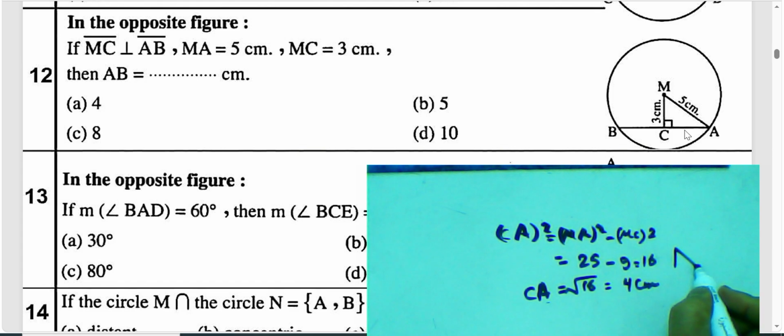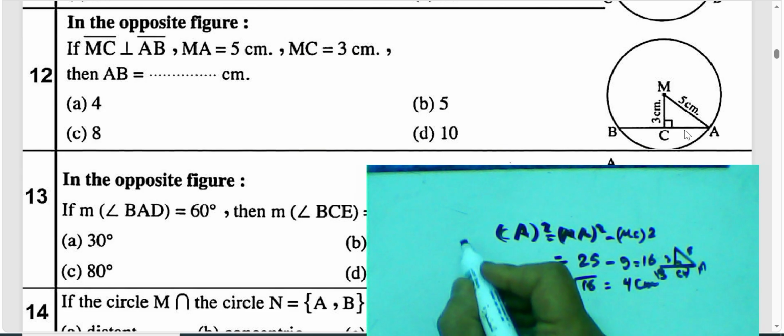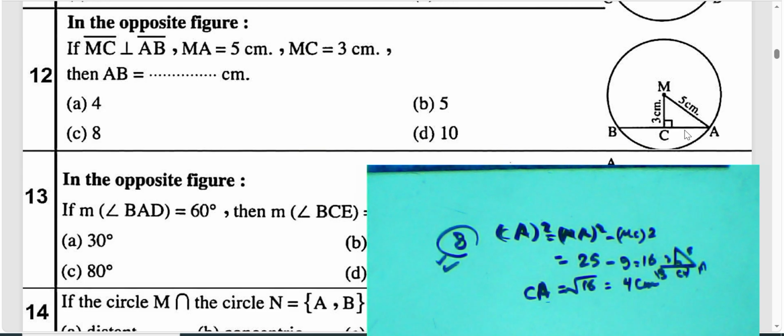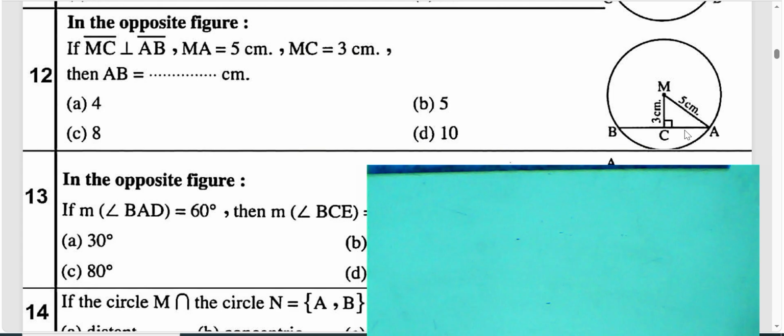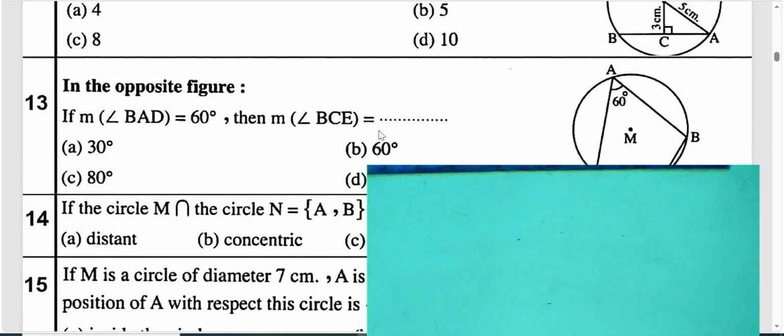Then we have a right angle triangle with sides 3, 5 and 4, but he asked about the length of AB. AB will be twice AC. 2 times 4 equals 8 centimeters. Then the answer will be 8 centimeters. Choose letter C here. Next question, the opposite figure here.